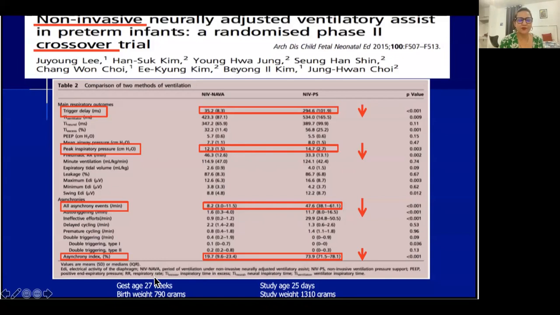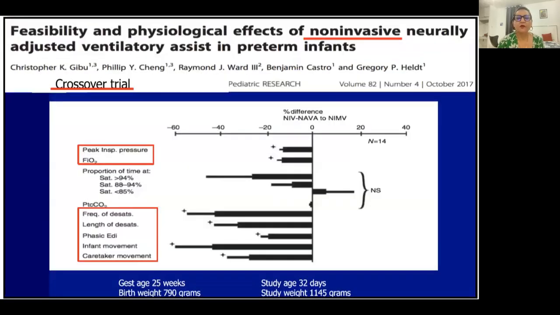And these were quite small babies, 27 weeks and 25 days old. So the feasibility and physiological effects of NAVA in the crossover trial were quite good. These were 25-week babies, and it did show that the time the baby is in the proper saturation range is much better, and the frequency of desaturation, length of desaturation, phasic EDI, infant movement, and caretaker movements were better than with NIPPV.